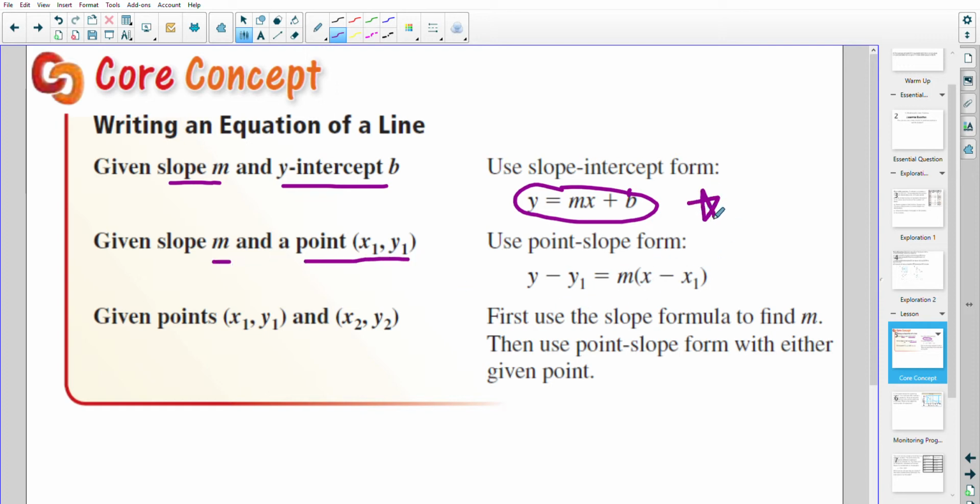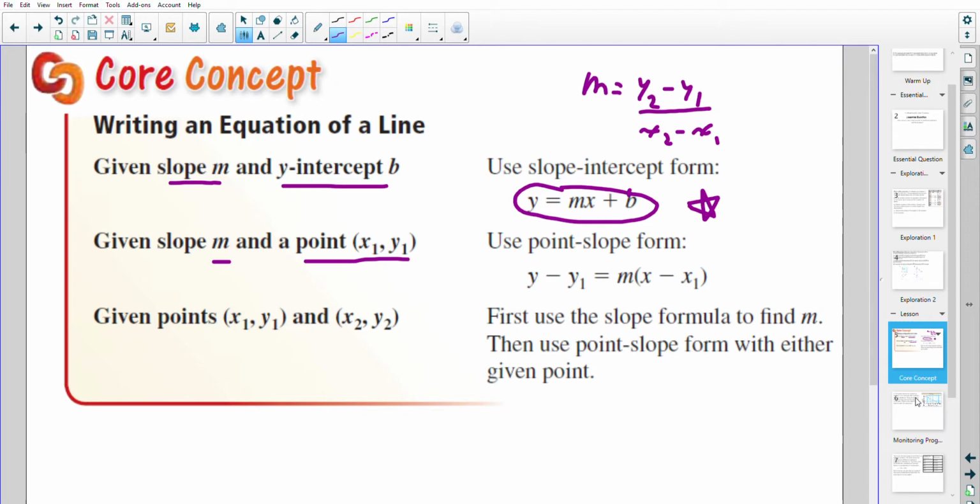A lot of students just prefer to use that first equation, and with that equation, you may have to find out what your m is, your slope. Remember that the slope is the change in the y's over the change in the x's, keeping the order the same.